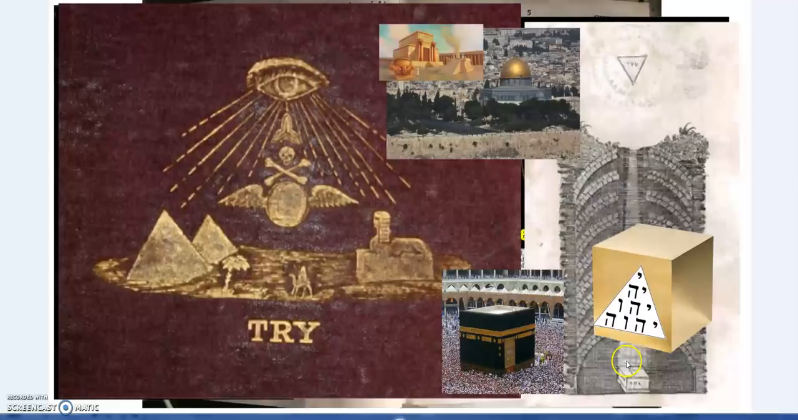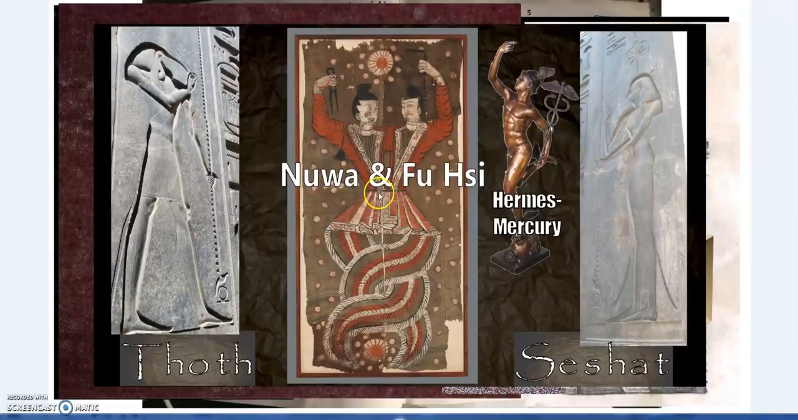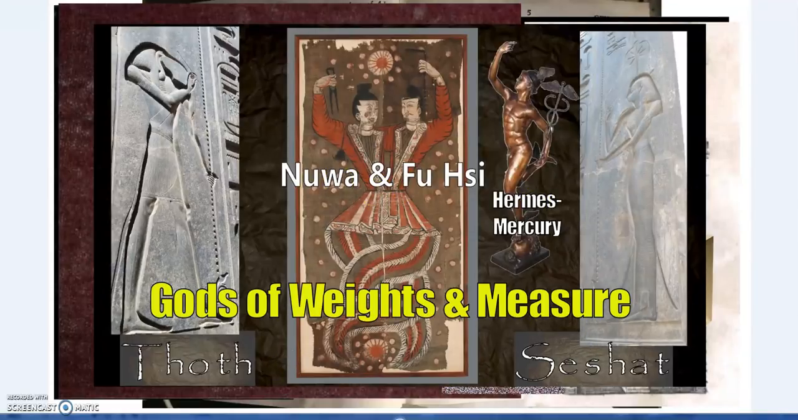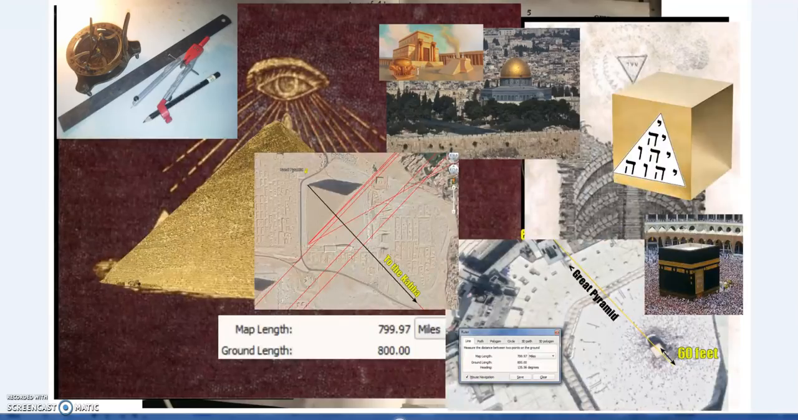the 9 arches of Solomon, were buried between there. We'll get into that other parts later. Now, the pyramid and the cubes, especially to begin with the Kaaba. Well, Nuwa and Fuzi, Hermes, Seshat, Thoth, who are they? They're all gods of weights and measure. And so let's measure. Begin with the pyramid.